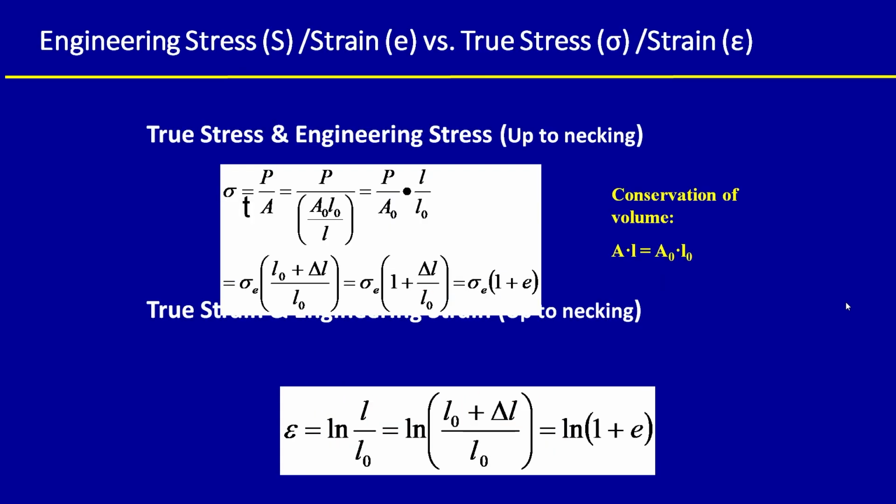Well, I have given you the relationships, you can clearly see here for this true stress and true strain with engineering strain. Therefore true stress is equal to engineering stress multiplied by 1 plus engineering strain, and true strain is nothing but log of 1 plus engineering strain. This is very easy, you can also do that, so no problem.